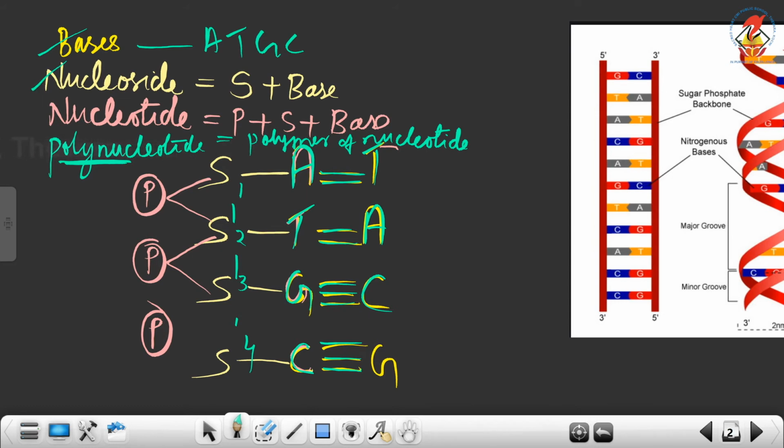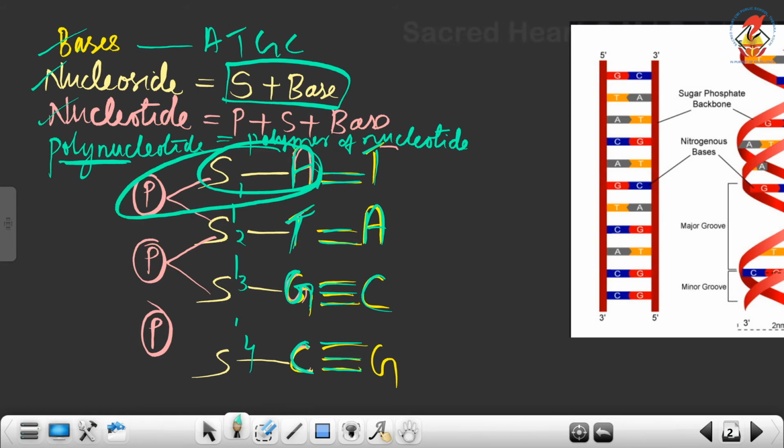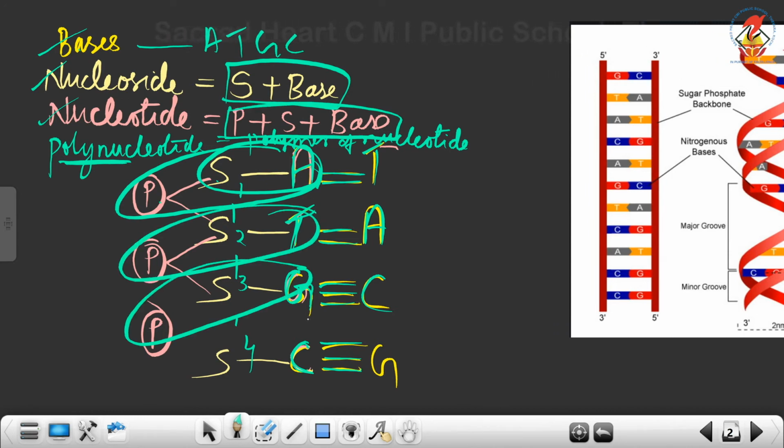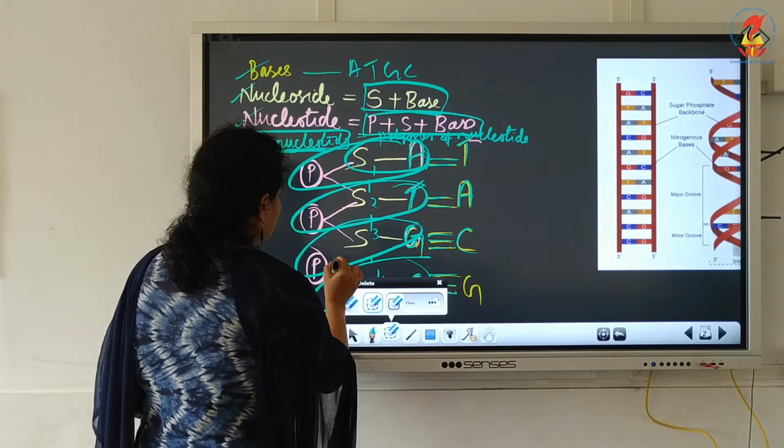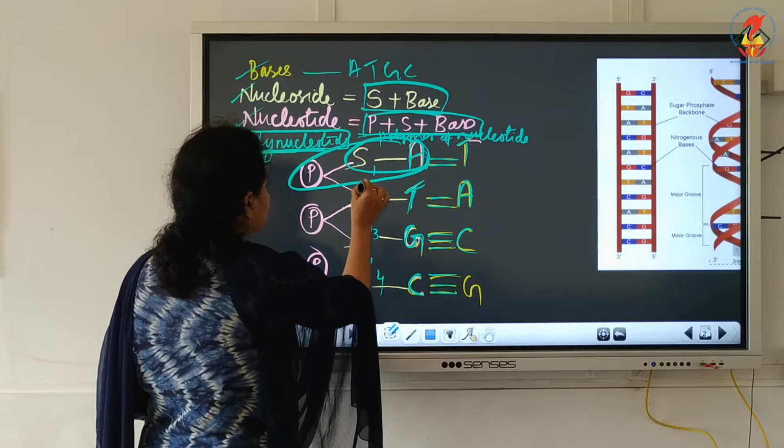Next I told about the nucleoside. What is a nucleoside? The base with sugar constitutes a nucleoside. So accordingly I made 4 nucleosides with the 4 different bases. Then I made a bigger unit which comprises 3 components: the base, sugar and phosphate. Four of them are made, so we have a chain or polymer of nucleotides. This polymer of nucleotides is known as a polynucleotide. So I started from scratch, that is, the building block.